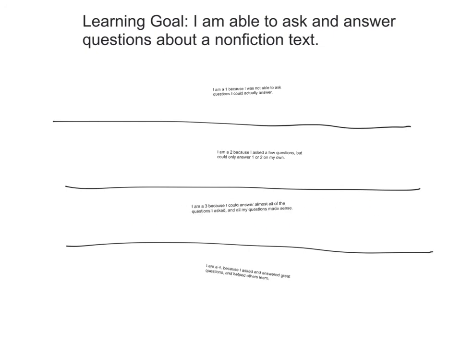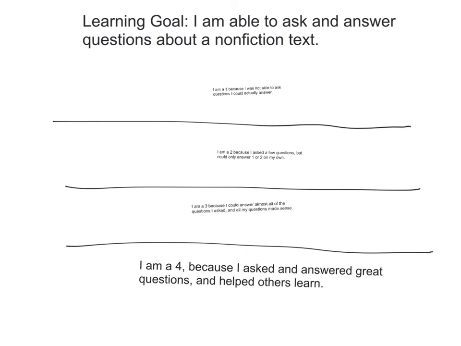And then finally, if you're a 4, you're going to say, I'm a 4 because I asked and answered great questions and also helped others learn. That could be just by minding your own business, by being quiet. You might help a friend answer one of their questions if you happen to know that they're looking for an answer and you hear it, something like that, that might make you a 4.